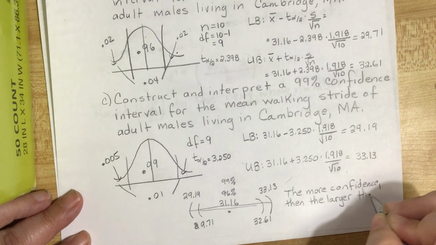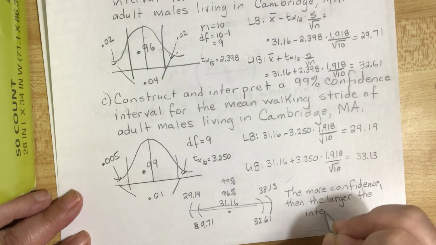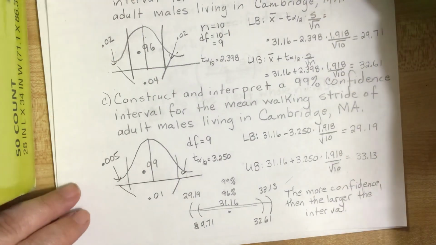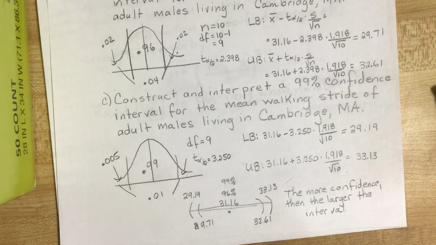Okay, and that is how you find the confidence interval for an estimation of the population mean mu.